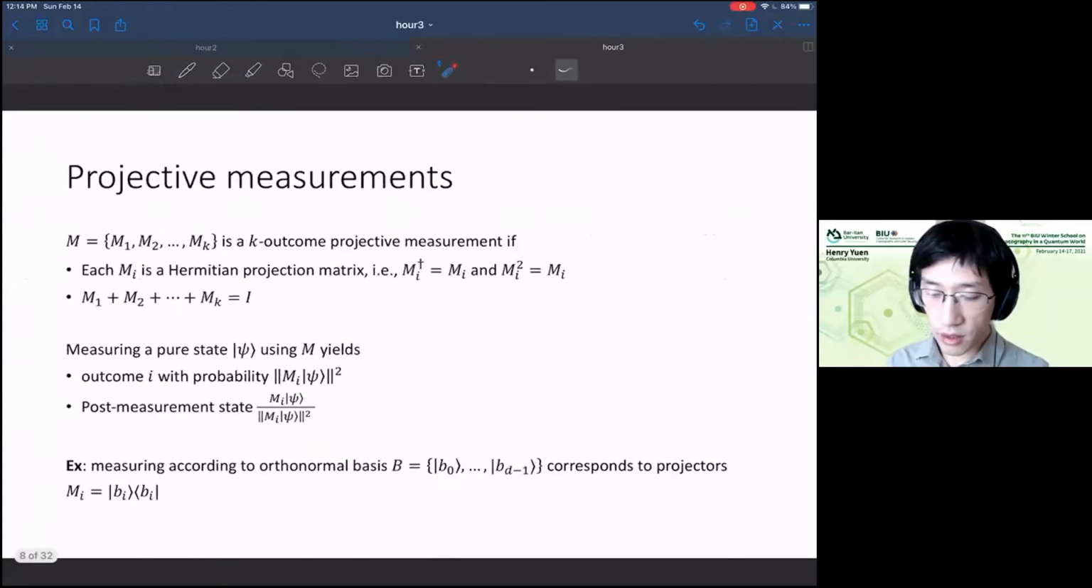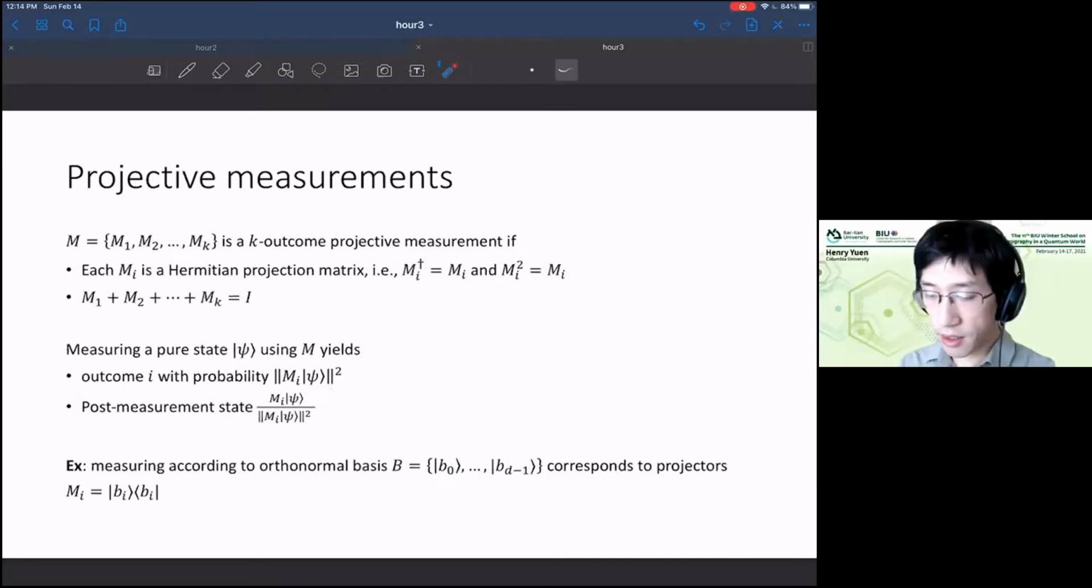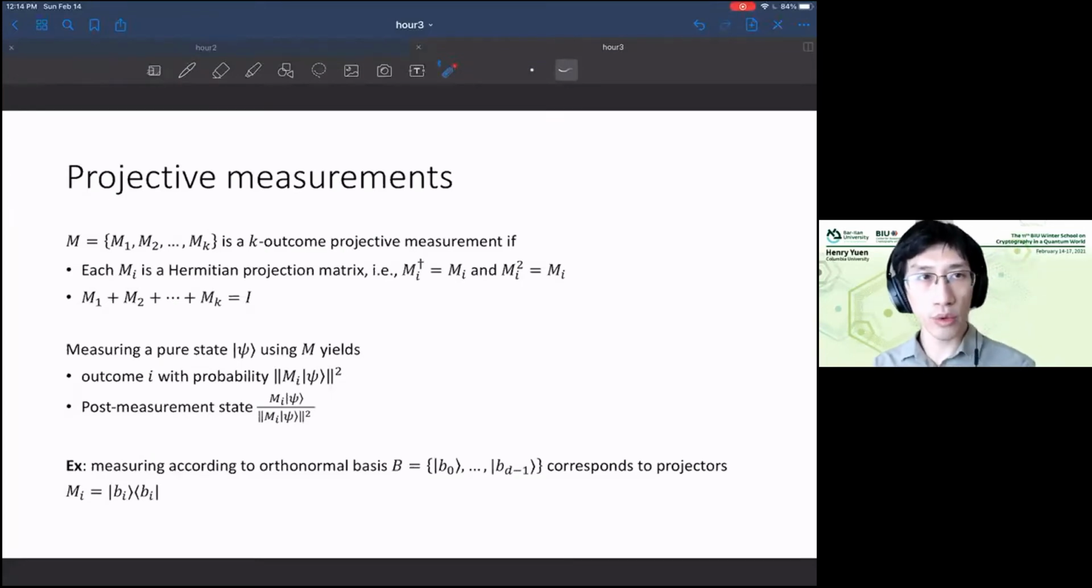Okay, and this encapsulates what we talked about before. If you had an orthonormal basis, let's say B0 up to B_{d-1}, if you take the outer products of these basis vectors, you get exactly the projective measurement operators. Okay, and you can see that defining the M's this way matches up with all the rules for how we talked about measuring in a different basis before.